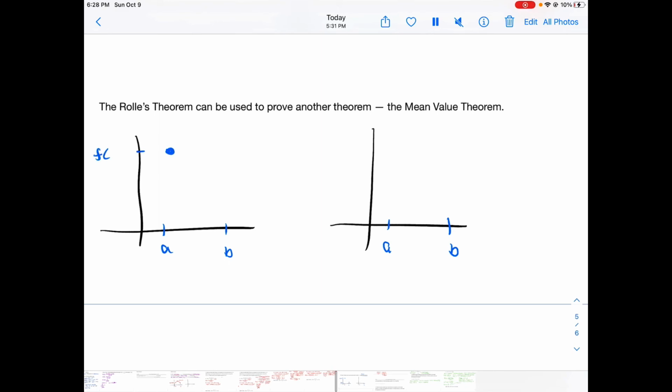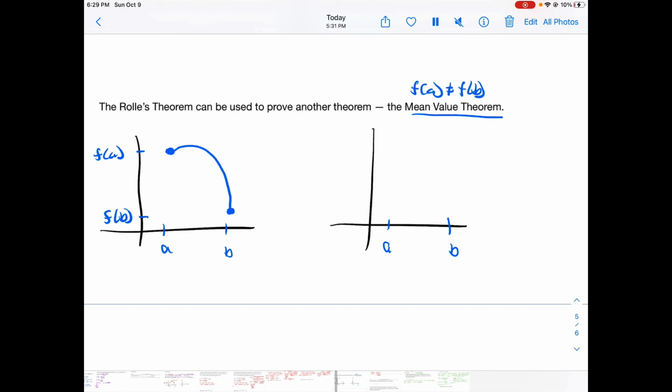So let's say f of a is up here, while f of b is down here. So f of a and f of b are not equal. As long as I have a continuous function that is also differentiable connecting those two endpoints, so I'll just draw a smooth curve, the mean value theorem states that there exists some point C on this interval such that the slope of the secant line, the slope of this line I just drew through my endpoints, is equal to the slope of my tangent line. They'll be parallel.